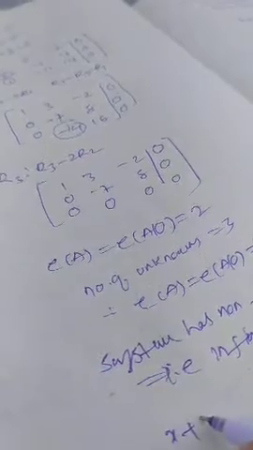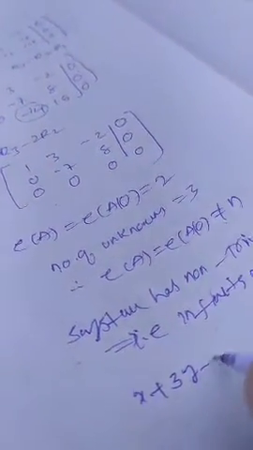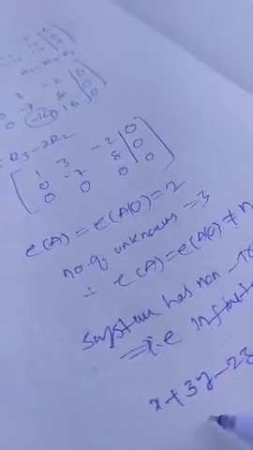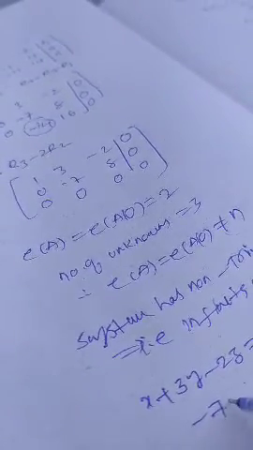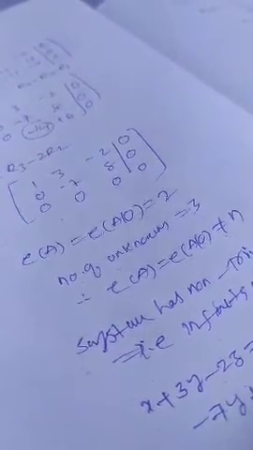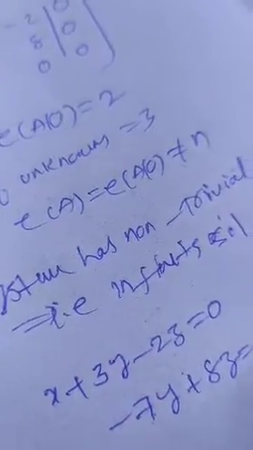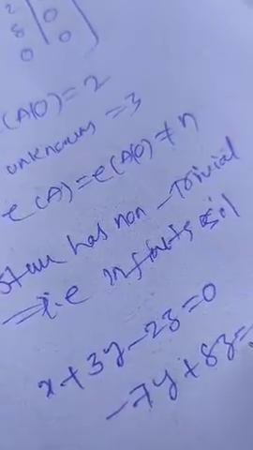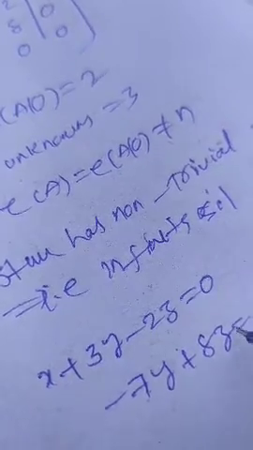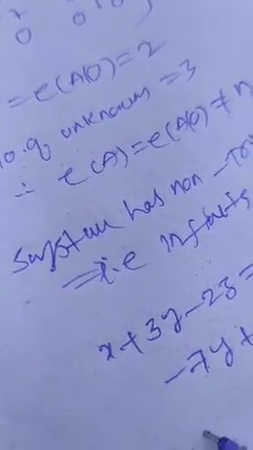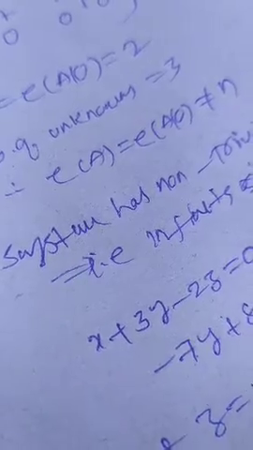Infinite solutions. To get the infinite solution, I will rewrite the equations. What is the first equation? x plus 3y minus 2z is equal to 0. From the second row, you will get the second equation: minus 7y plus 8z is equal to 0. So observe here, we have two equations and three unknowns. So to get y, I am taking z as one parameter, or to get z, you can take y as the parameter. So let me take z as t, where t is the parameter.